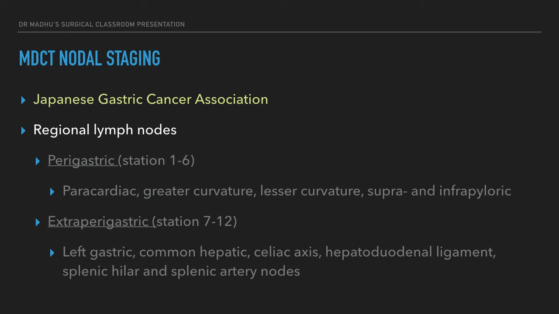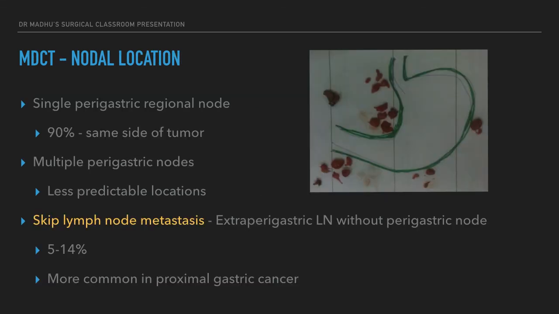The extraperigastric lymph nodes are the nodes that are located along the left gastric artery, common hepatic artery, celiac axis, hepatoduodenal ligament, splenic hilar and splenic artery lymph nodes, which belong to station 7 to 12. So, enlarged nodes in these locations can also be visualized and reported by the radiologist. So, where will these metastatic nodes be located?